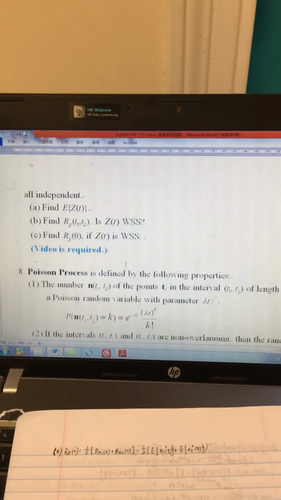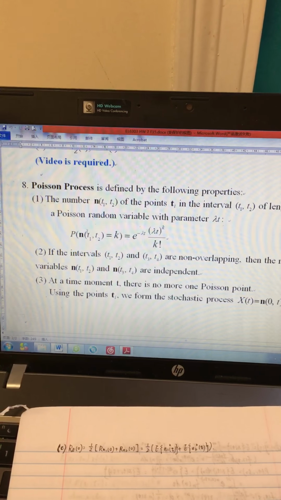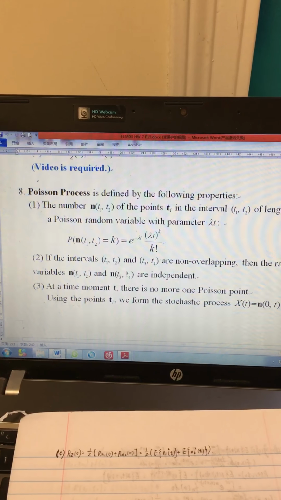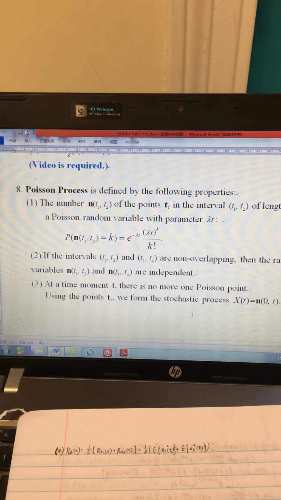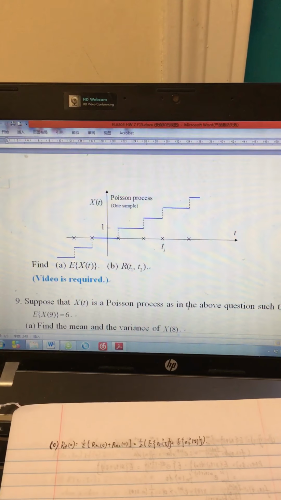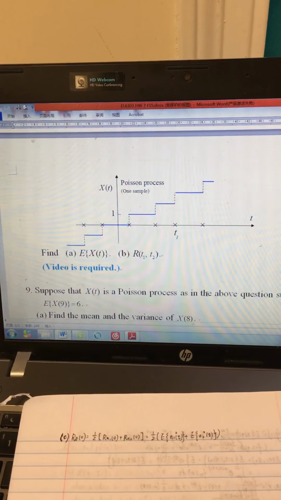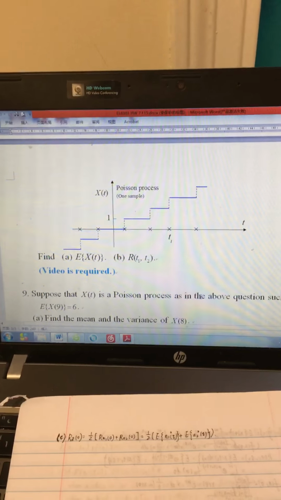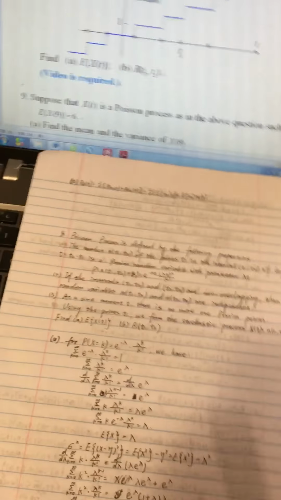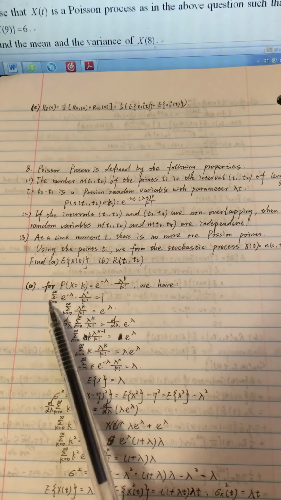And now let's look at question 8. Question 8 is a Poisson process. It gives us three properties. First, find the expectation of X(t), and second, find R_X(t1, t2). So let's look at the first sub-question first.